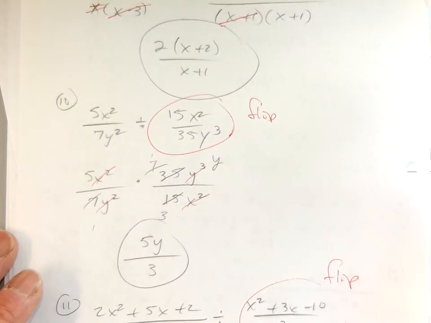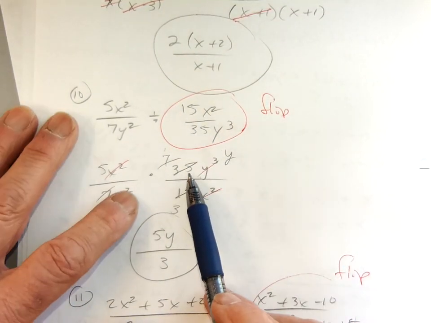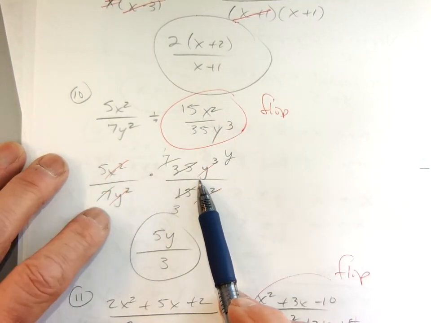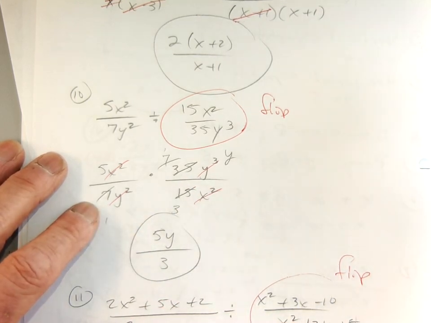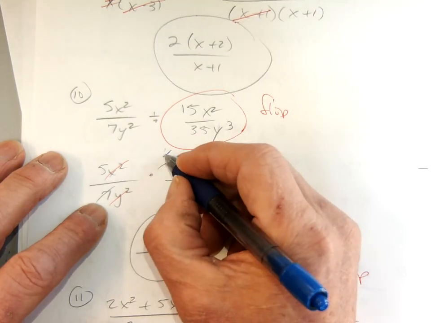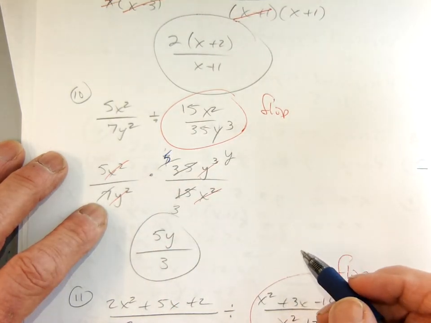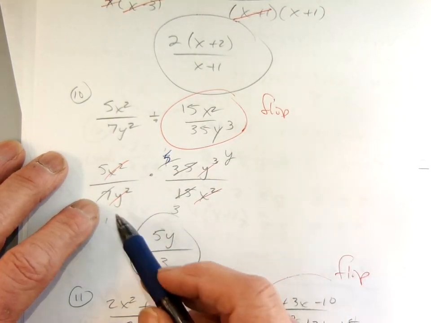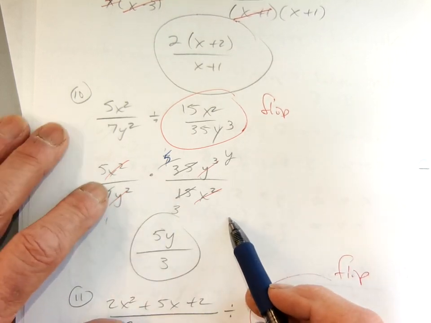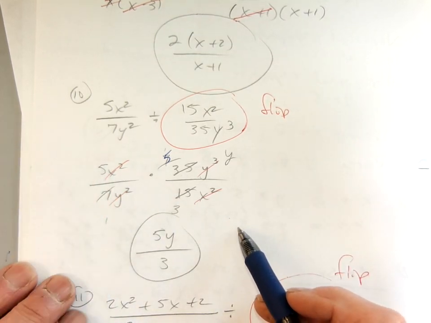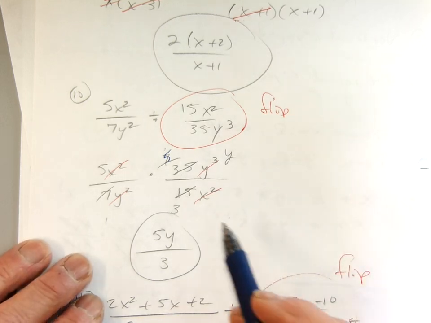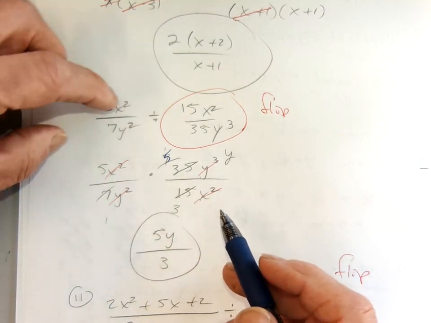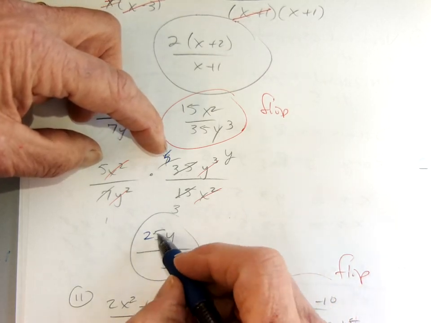Number 10, I had to flip it because of the division, so I flipped it and rewrote it with the fraction upside down. And I just canceled. 35 and 7 makes 5. That should be a 5. Yes, there's my 5. 15 and 3 makes 5 and 1. And then I cancel. Number 7, I might have a wrong answer, so I might have a 25 over 3.